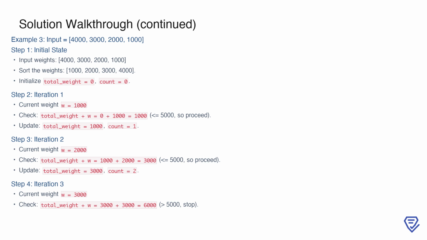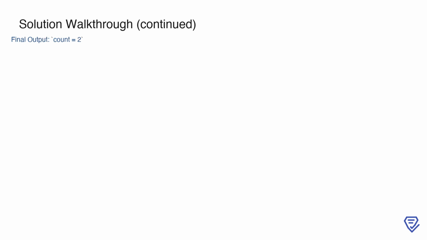Next, we consider the weight 3000. Adding this to our current total of 3000 gives 6000, which exceeds the weight limit. At this point, we stop processing further weights. Since no more weights can be added without exceeding the weight limit, the final output for this example is count equals 2. This means we can only fit 2 apples into the basket without going over the weight restriction.